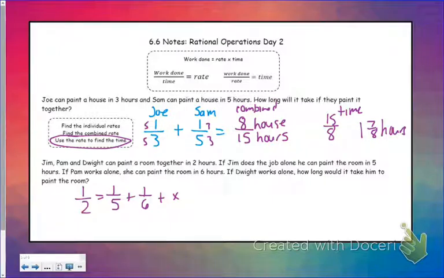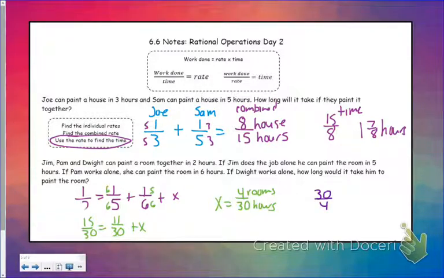So again, to solve for that X, we are going to combine these two together. Let's get our common denominator. So this is 11 over 30. I would subtract, and again, I'm going to get a common denominator. So Dwight's rate would be 4 over 30. That means he can do 4 rooms in 30 hours. But what we care about is how long it takes him to do just the one room. So again, divide those by 4, and one room would take him 30 over 4 hours, which is 7.5.